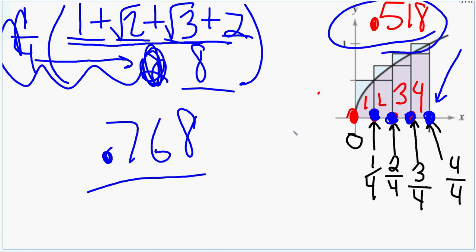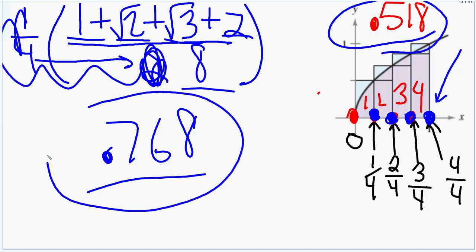So underestimate 0.518, overestimate 0.768. The true value of the area under the curve would lie somewhere in between.